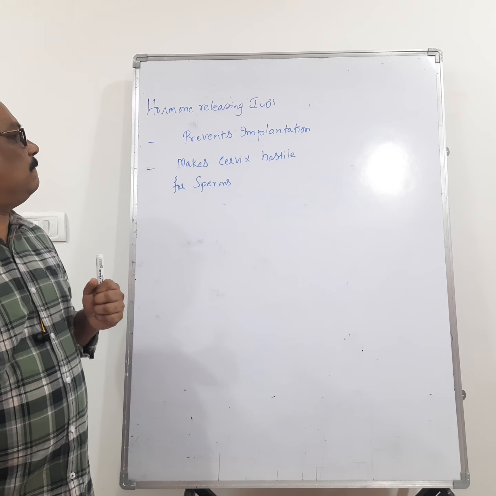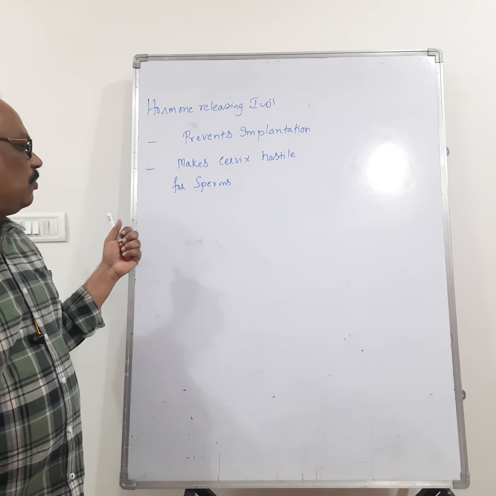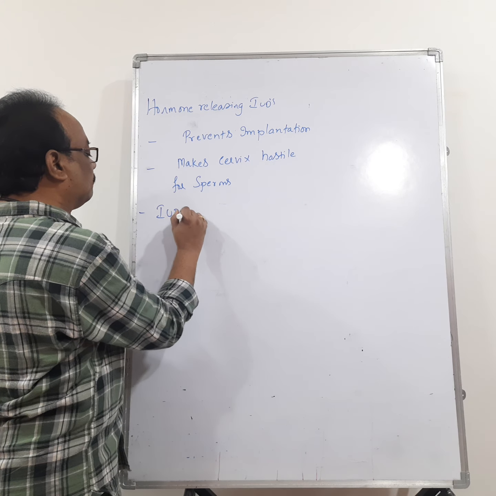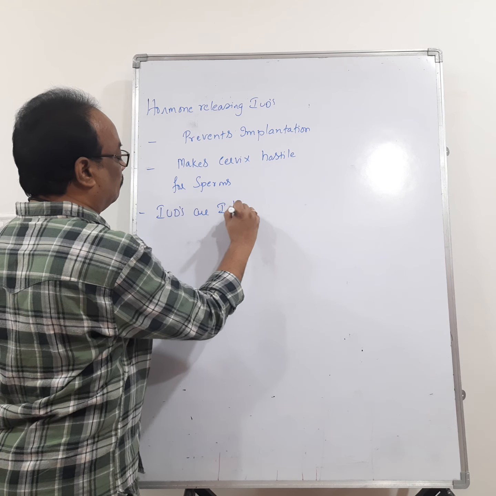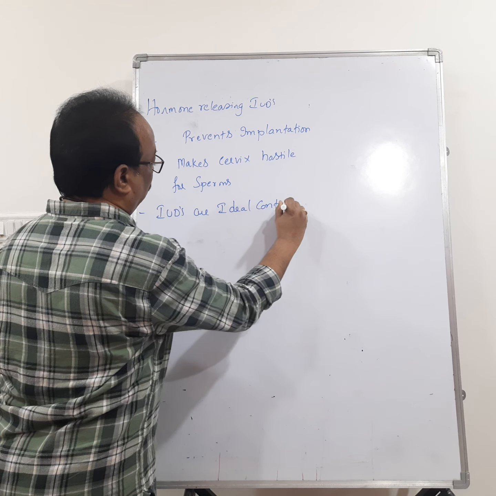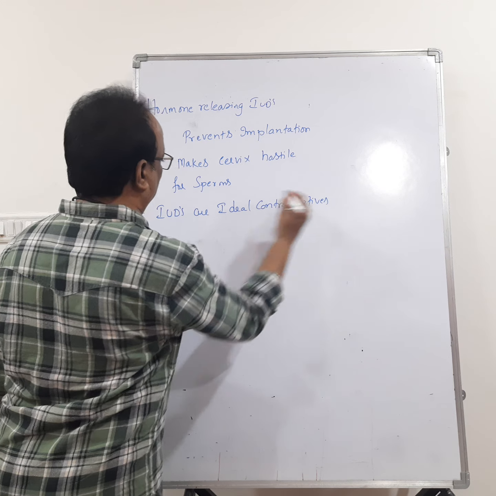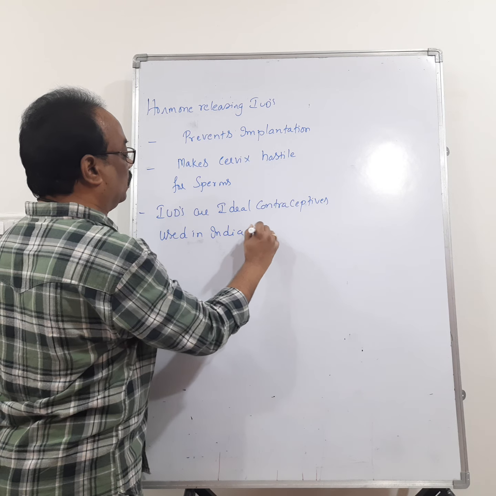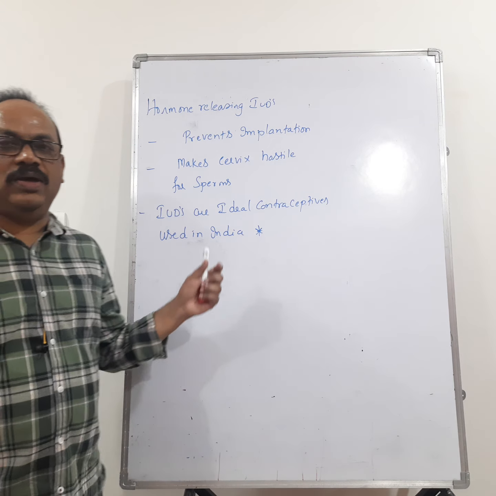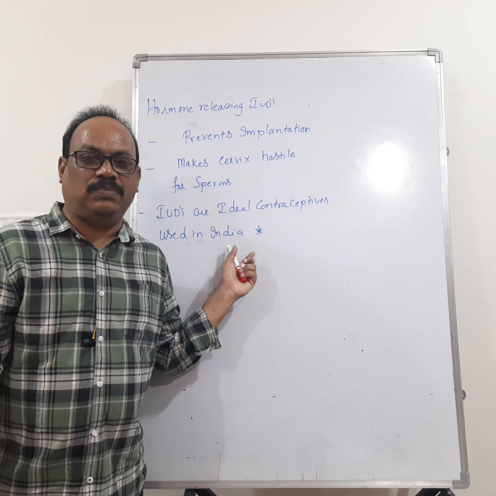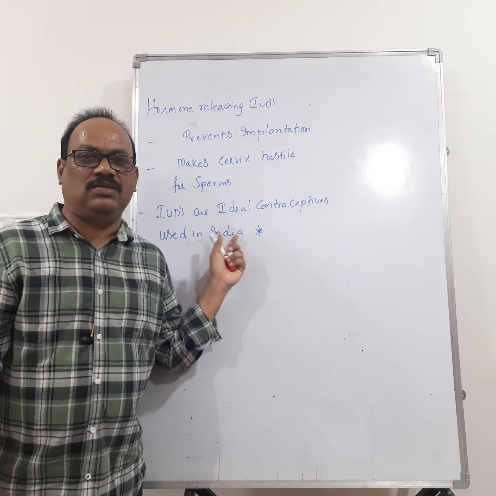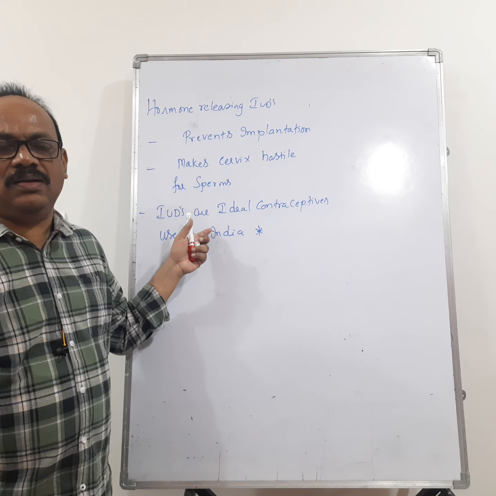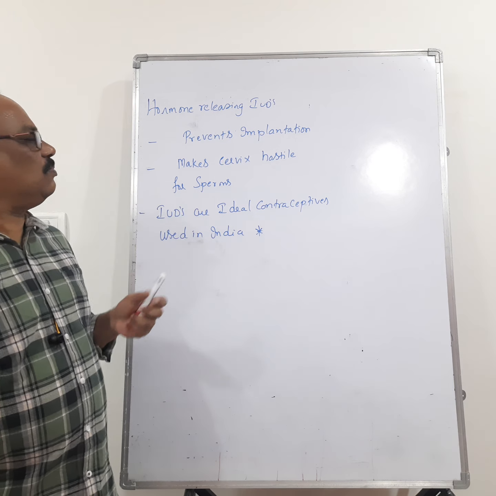So these are the points about the IUDs. This is one of the important objective questions. Which of the following is an ideal contraceptive? The ideal contraceptive which is used by a woman in India is the IUD, that is intrauterine devices. So this completes the IUDs.